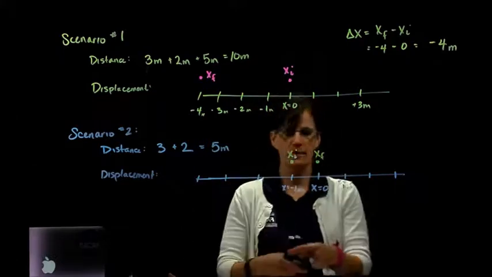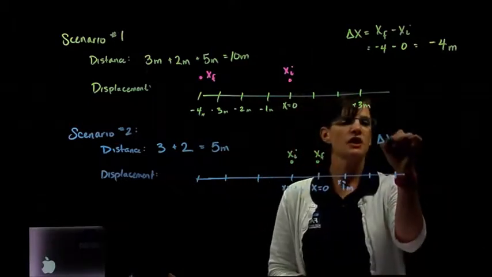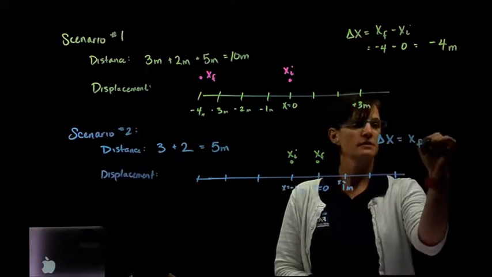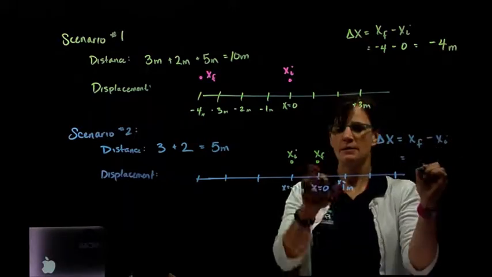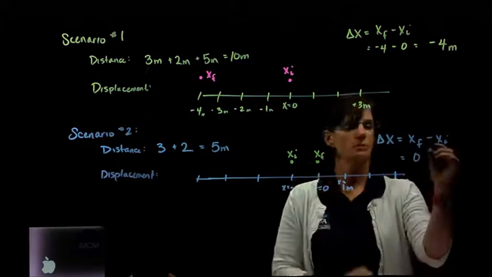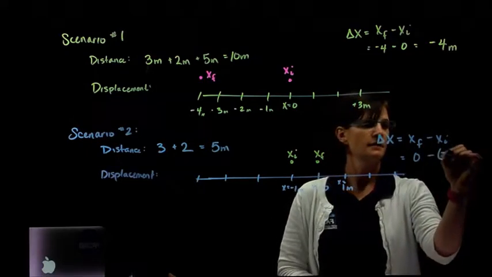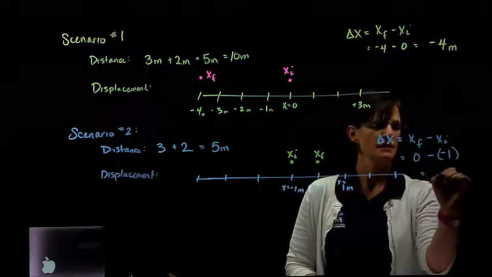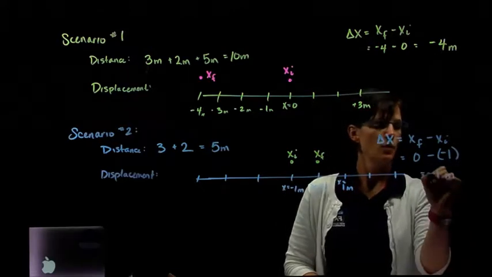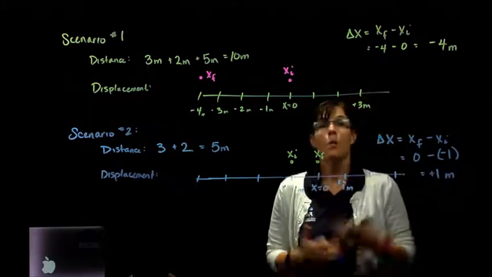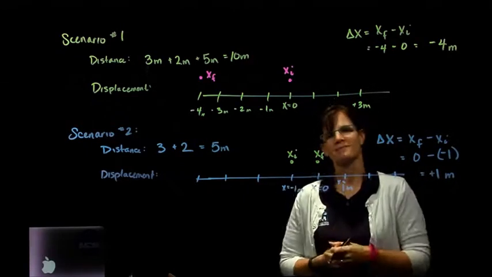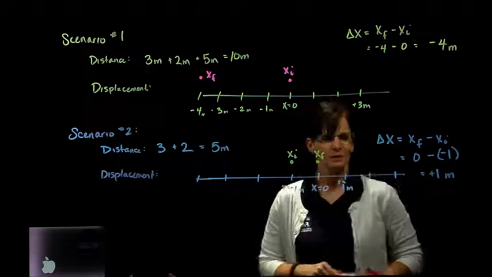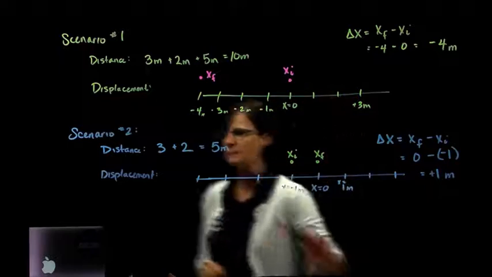So what is my displacement? My change in position. Well, my final position minus my initial position. My final position is 0. My initial position is -1. So my displacement is positive 1 meter. One meter to the right of where I started, represented by our displacement calculation and consistent with our diagram. All right, let's do one more.